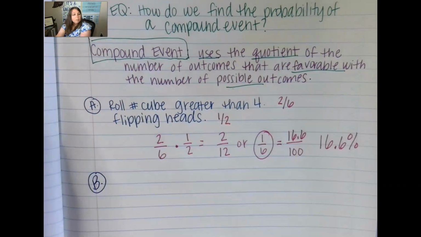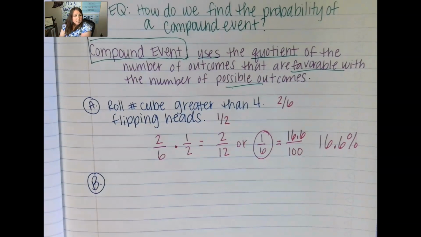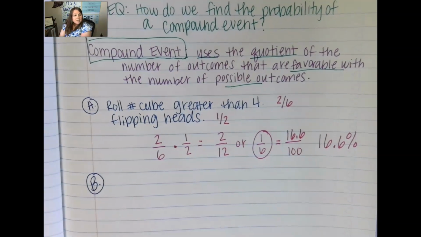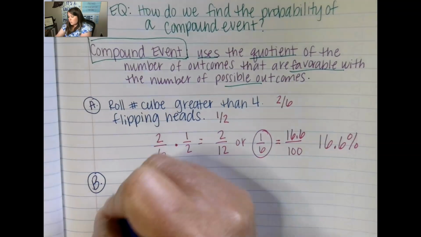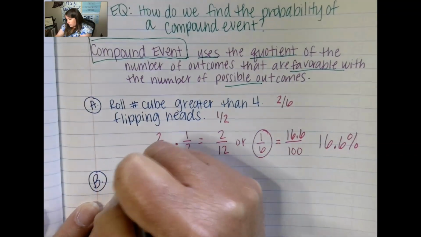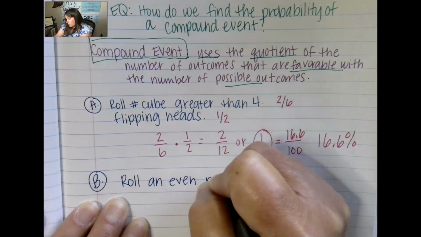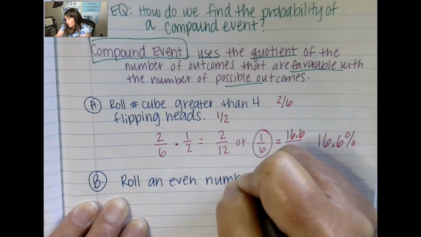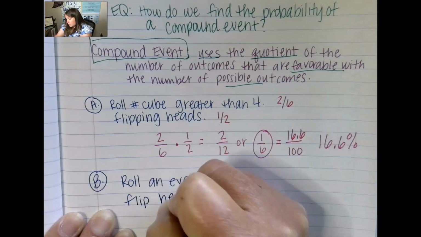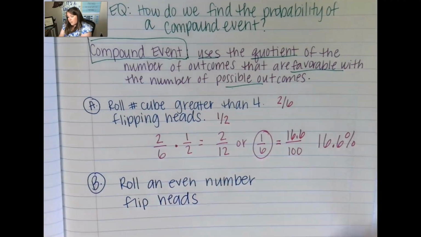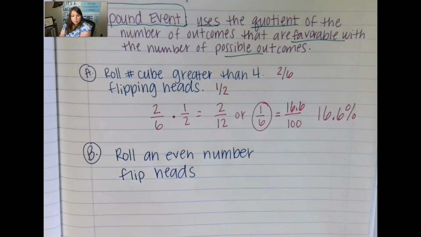Okay, so let's go ahead and look at example B. So in example B, we're going to see what else we're going to do. It says, what's the probability of rolling an even number and flipping heads? So now we want to roll an even number, and then we want to flip heads. Okay, so we got to think about this again. What's the event that's happening? And then go from there.